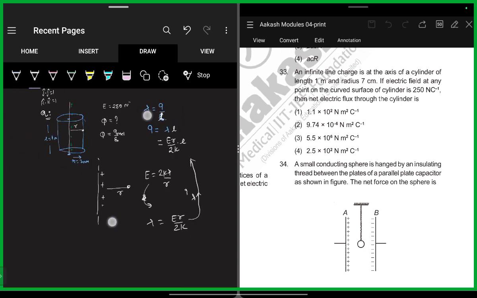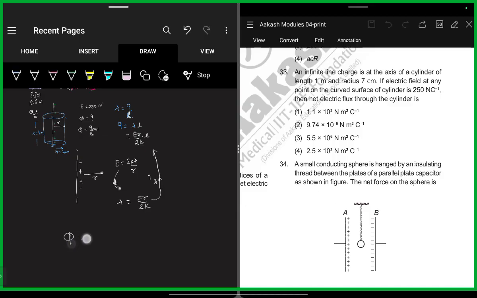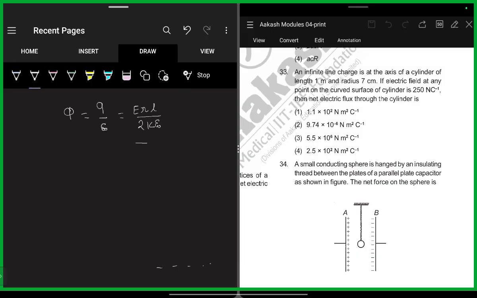Now, according to Gauss law, flux is given by Q by epsilon naught. So this much charge is there, right? So it will be E small r L upon 2k epsilon naught. Now, if you put all these values, you'll end up with the answer. So this is the way. I'm not calculating it because it will take too much time. Do it by yourself and confirm whether you get the answer or not.